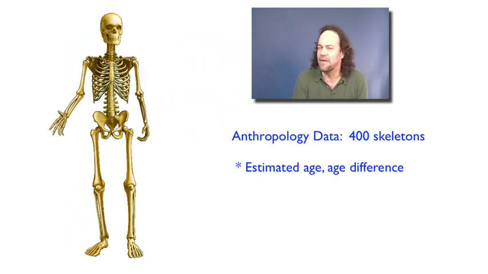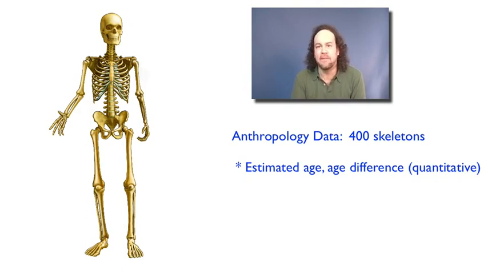Let's go back to that skeleton data we had before from the anthropologist. Remember that this had various information about 400 different skeletons that had been studied. Well, we already talked about things like the estimated age at the time of death, or the difference between the estimated and the true age at the time of death. And those were quantitative variables, so we could talk about the minimum and the maximum and the median and box plots and quartiles and mean and standard deviation and all those things. But what about some other variables?